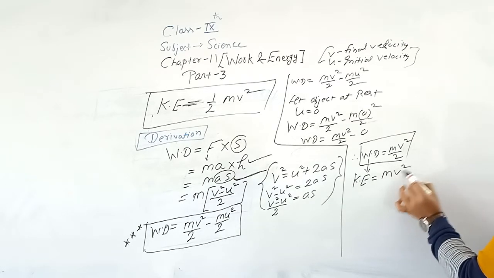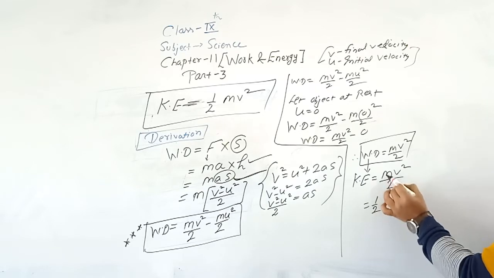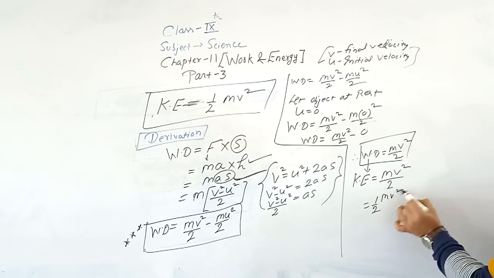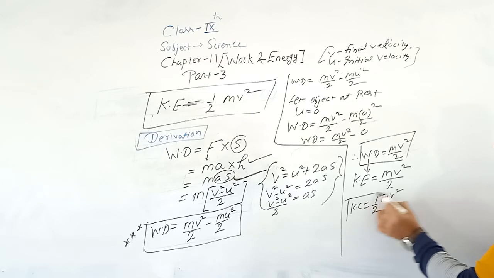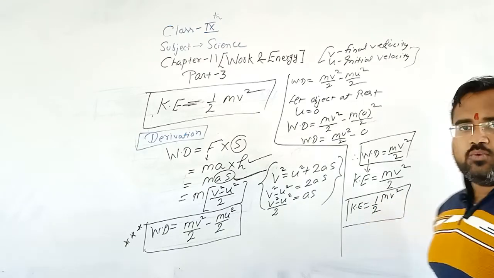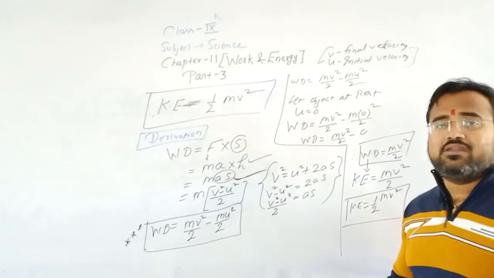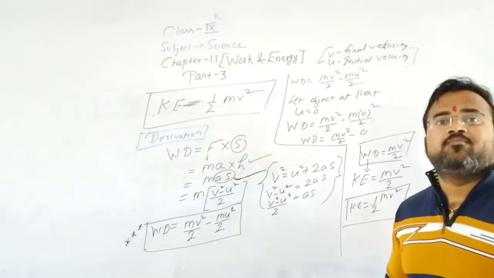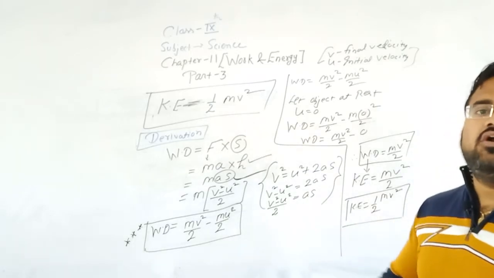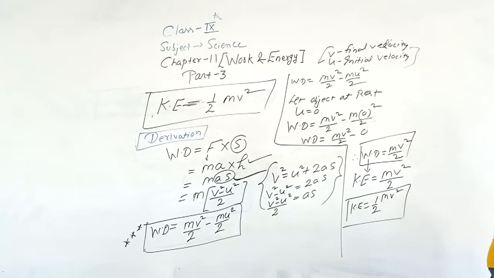So kinetic energy is equal to half, this 1 by 2, mv square. This is the formula for kinetic energy. Kinetic energy is half mv square. Now this derivation is very important as far as your examination is concerned. In the examination they can ask what is, or derive, the formula for kinetic energy. So this is the complete derivation of kinetic energy.